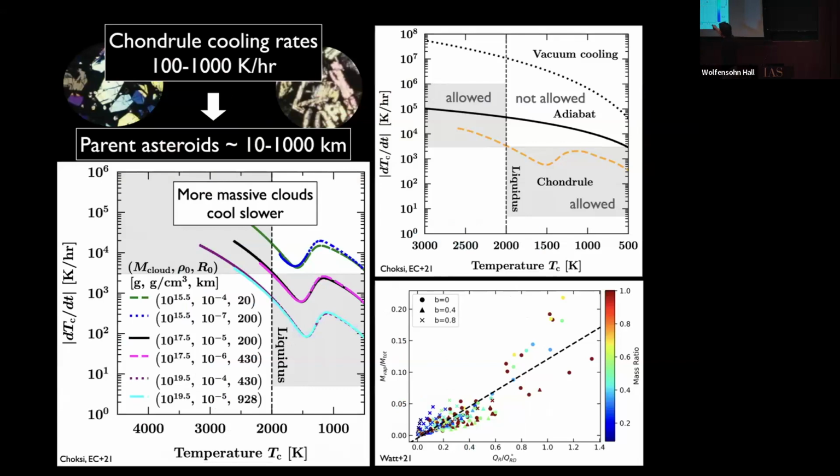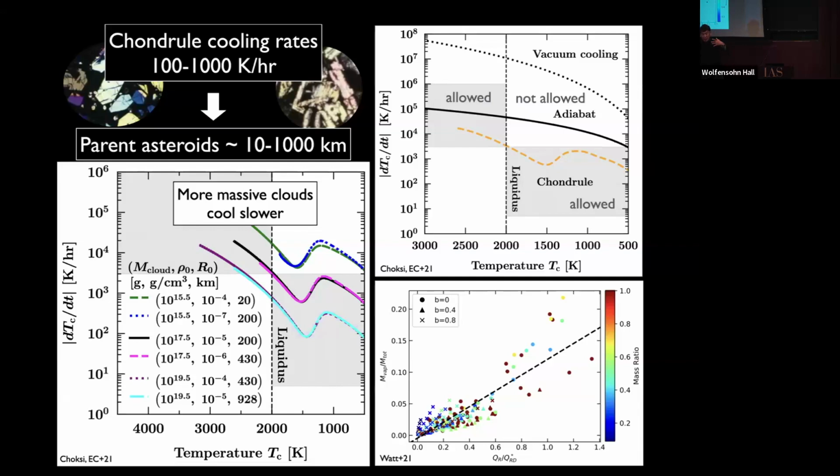This is really slow compared to vacuum cooling. If you just took one of these BBs and threw it out in space, it would turn into glass, right? You'd instantly freeze dry it. It's orders of magnitude off vacuum cooling. So to reproduce this number, you need to bathe it in a big, thick, optically thick cloud that's slow to cool. You need enough mass in the cloud, right? High thermal inertia, optically thick, to regulate the cooling rates to be about 100 to 1,000 Kelvin per hour.